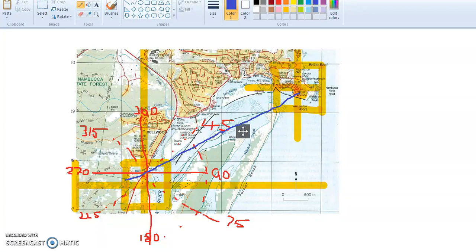I'd put that, and so halfway between 90 and 45 is going to be about 67. So let's say here is 67. So I would be putting that at about 55 degrees.